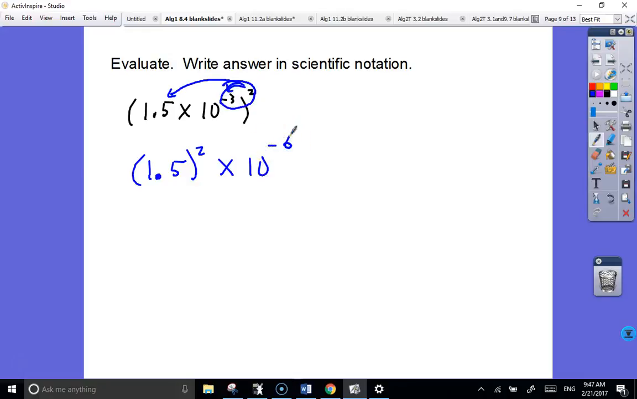Okay, now what is 1.5 squared? 2.25. Okay. Now, do we need to move the decimal point? No, this number is already between 1 and 10, so we're good with that.